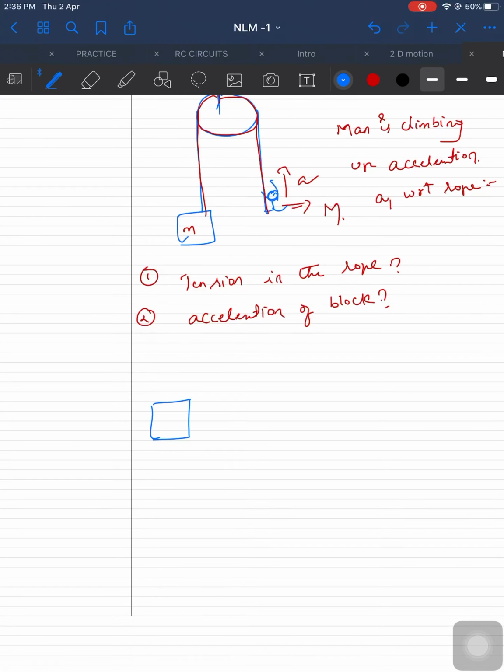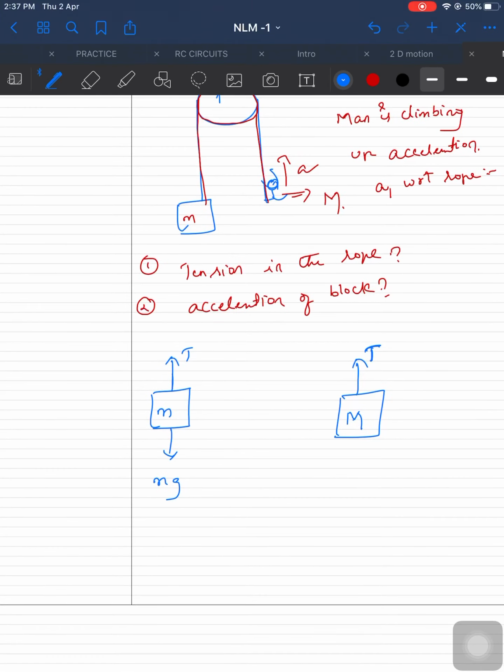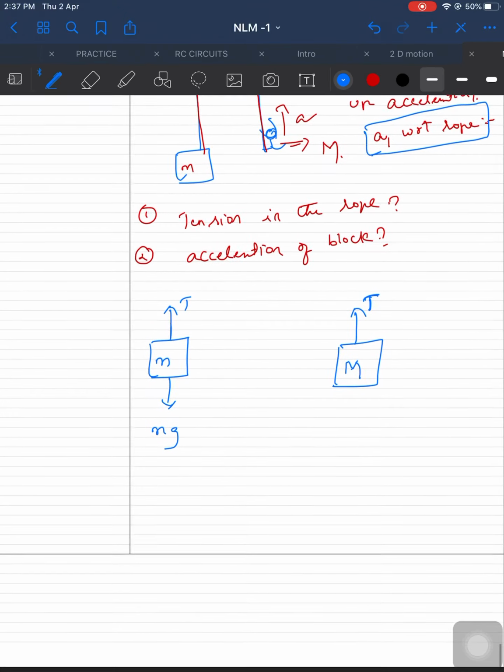Let's draw the individual free body diagrams. Free body diagram of mass m: the tension is T, and the downward force is mg. Okay, this is the free body diagram of this block. Let's draw the free body diagram of man. It is capital M, and the tension is T. If you see carefully, the question says the man is going upward with acceleration a1 with respect to rope.